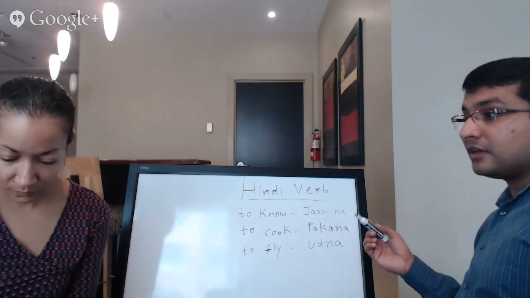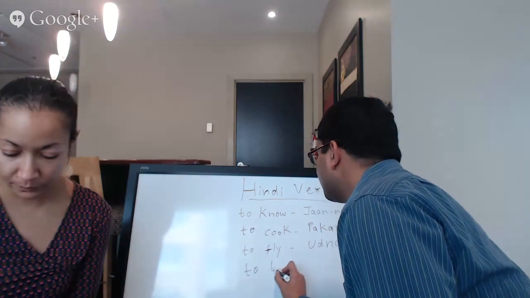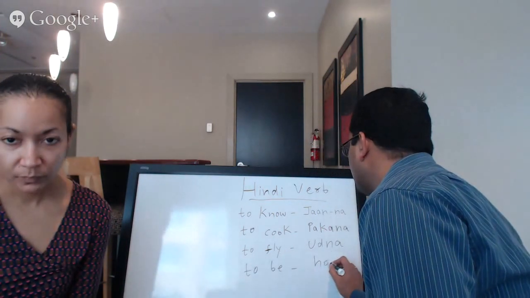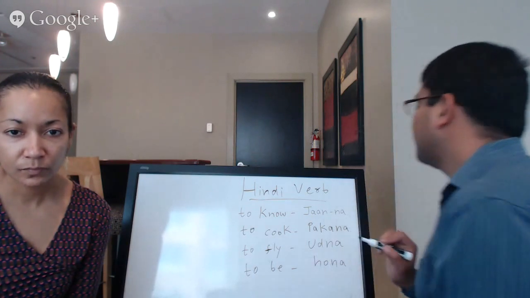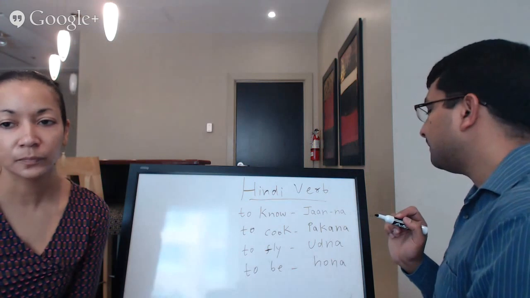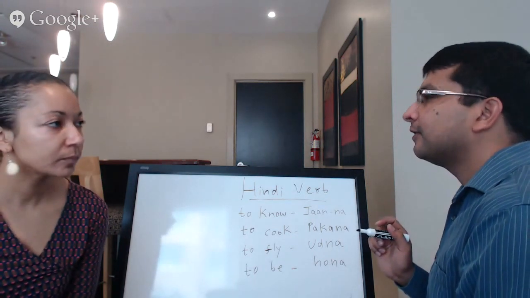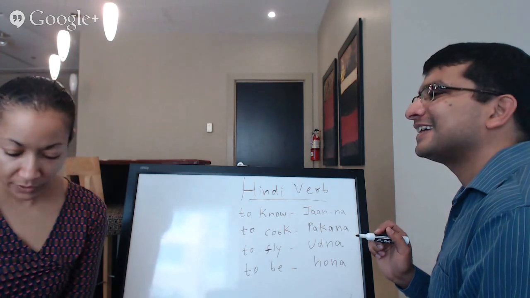One more thing, to be, right? To be is hona. That's also an important one. To be, hona. We did to think, right? We did socha. Okay. We did daudna also, to run. Okay. What else? Can I give one more?